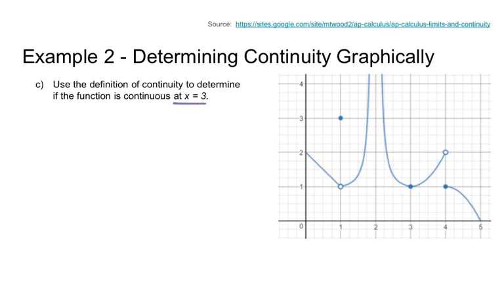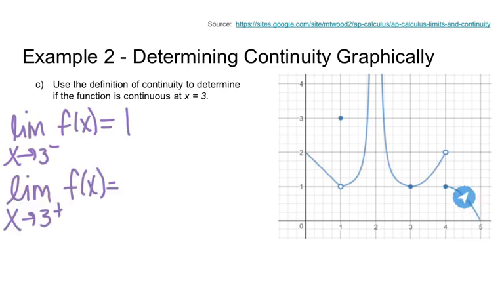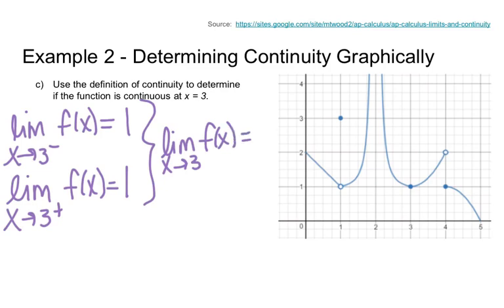Okay, same graph. Now we're looking at x equals 3. Let's approach from the left. Okay, as we're approaching 3, I'm getting a 1. Now from the right. Okay, again, and I'm getting a 1 from that direction as well. So far we would say the limit as x approaches 3 of the function is giving us a 1. So now let's actually look at what f of 3 is. Okay, if I go to 3, I have a defined value at 1.